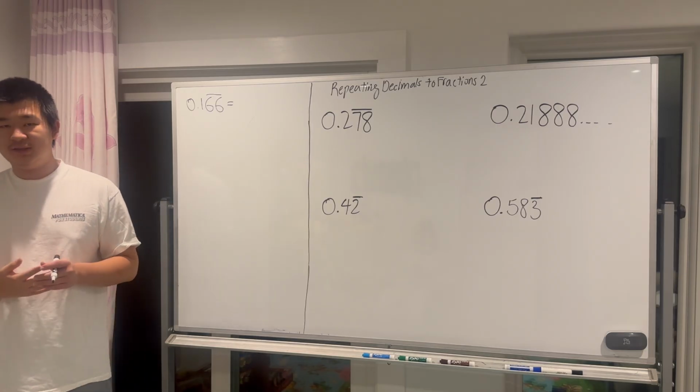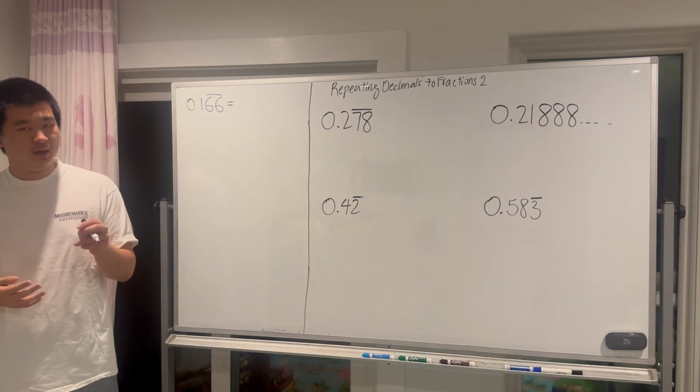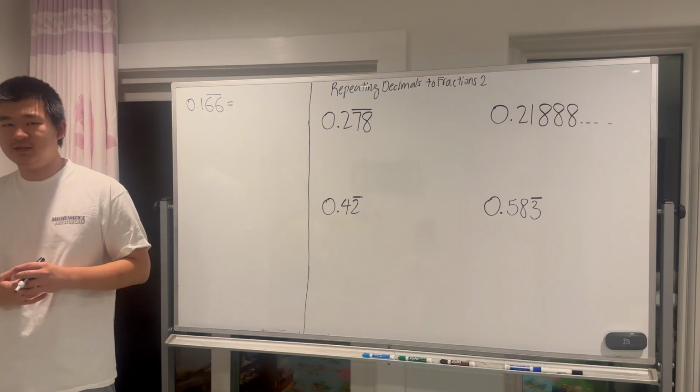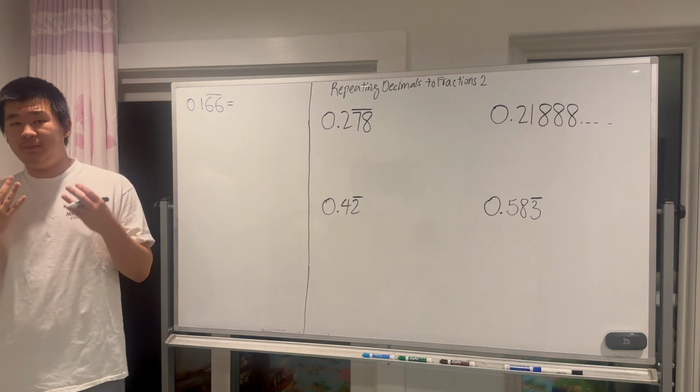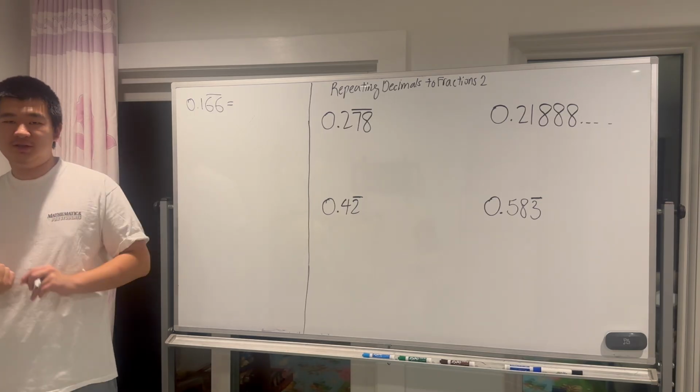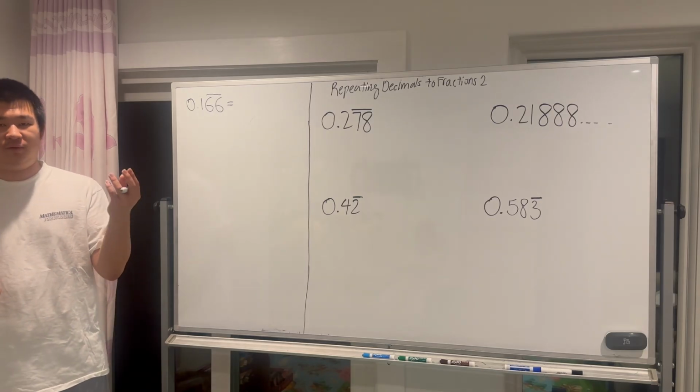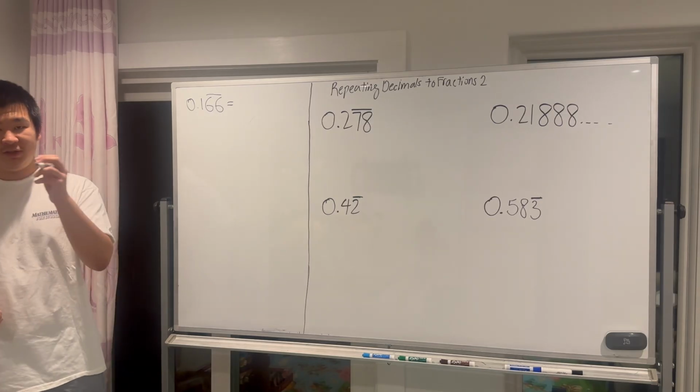So you might remember in the last video, we talked about repeating decimals, but we didn't talk about every kind of repeating decimal. We only talked about what I call a pure repeating decimal, where every single digit repeats. For example, 0.13131313. Every digit repeats there.